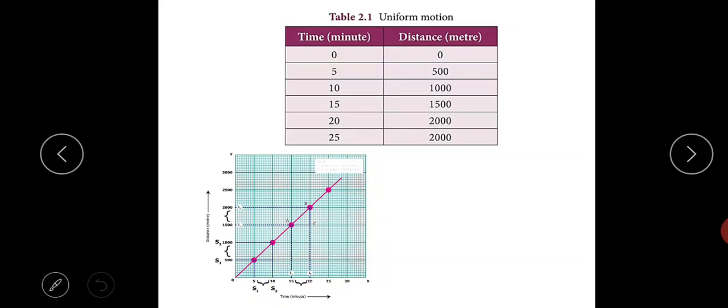Yes or no? We also notice, from the table it is very clear, and from the graph also it is very clear, that the person covers equal distance in equal intervals of time. What do we conclude? We can therefore conclude that he walked at a constant speed. Constant means without any change he is walking. Yes or no?